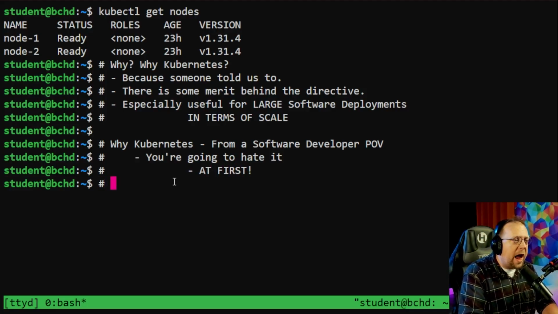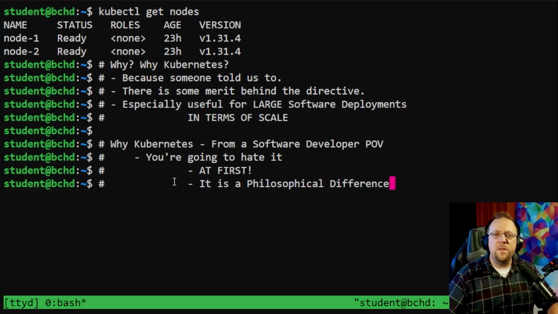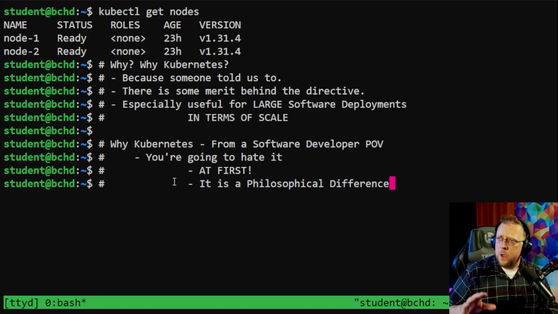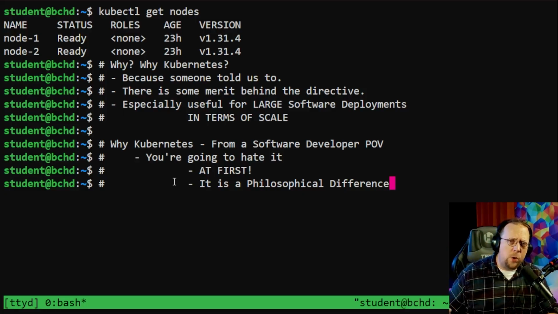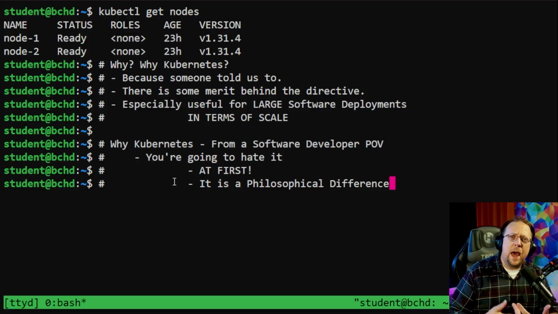And the reason why is because it is a philosophical difference. Philosophically, we've been developing software in a particular way where I know where my services are running. I am used to scaling up, not scaling out. I'm used to treating my infrastructure like a pet and not like cattle, where it's disposable.